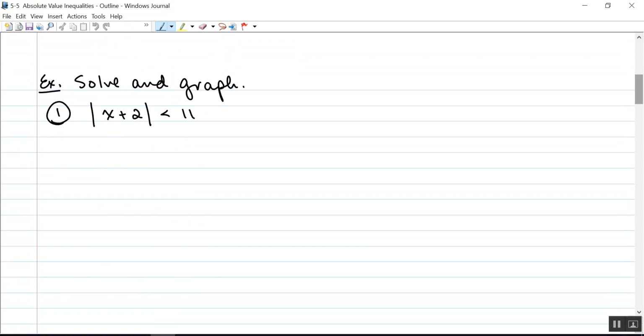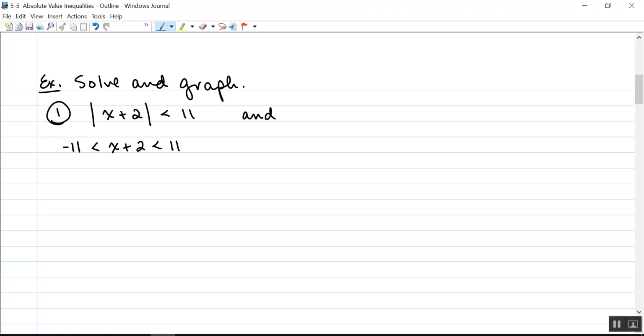So solve and graph the absolute value of x plus 2 is less than 11. Since this is a less than, it's going to turn into an and inequality. And the way I like to do it is write the inequality without the absolute value bars. Since it's got a less than sign, let's put another one in front of the x plus 2. And since I have a positive 11 here, I'm going to put a negative 11 there. So let me go through that again. Write the inequality without the bars, put another less than symbol in front of the x, and put a negative of whatever the number is on the right.